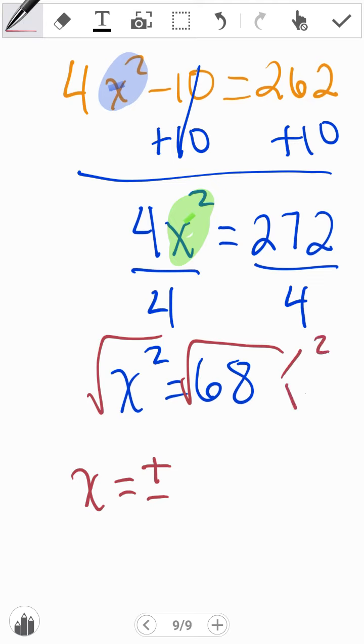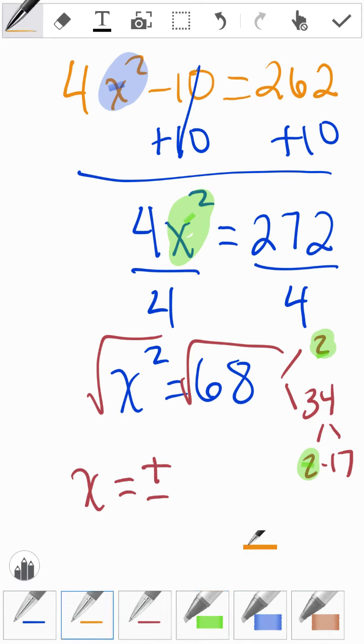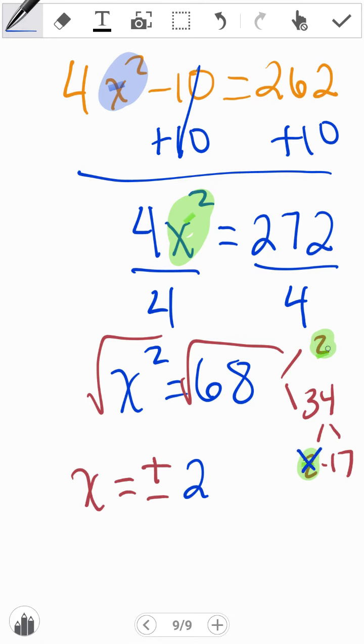That is 2 times 34. And then 34 breaks down into 2 times 17. And then if we look, we have a pair of 2's. All right, so those move to the outside of the radical. Those join together to be that 2. And then that 17 has to stay inside. So we get plus or minus 2 radical 17.